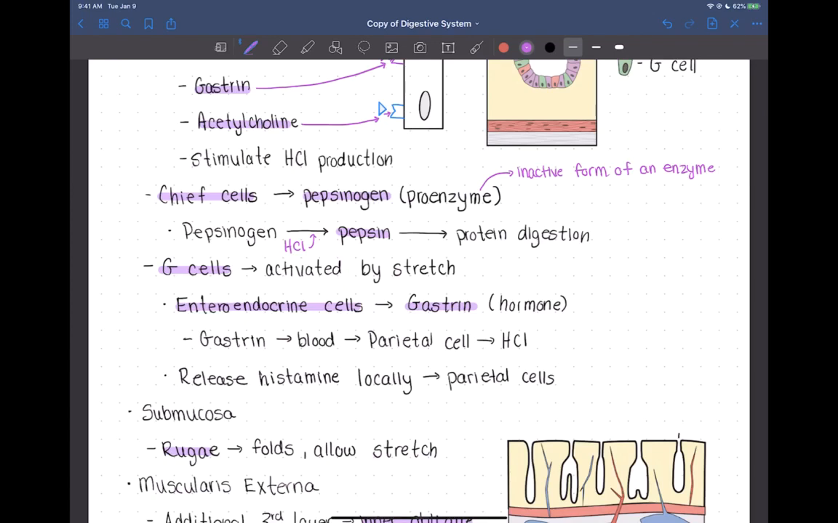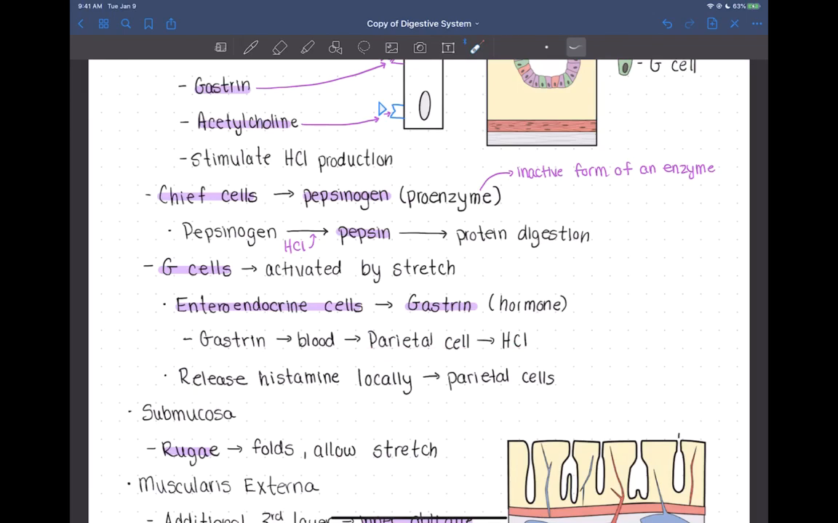These G cells are activated when food enters the stomach and starts to stretch the stomach. That stretch is going to activate those G cells, which are a type of enteroendocrine cell, and they're going to secrete gastrin. As we just said, gastrin's a hormone. It's going to go into the blood, and it's one of the three things that will activate our parietal cells. So that'll stimulate parietal cells to make HCl.